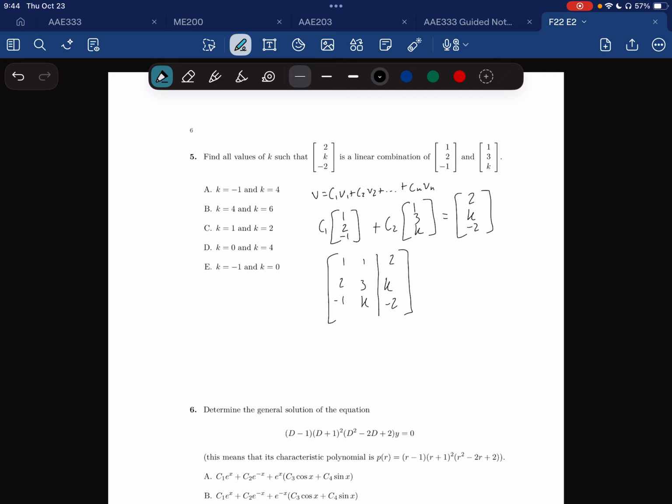We see the 1, -1 and the -1, and I see the 1 and the 2. So we're going to do R2 is equal to R2 minus 2R1.